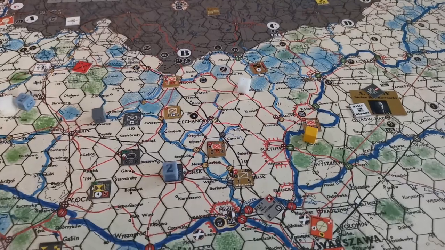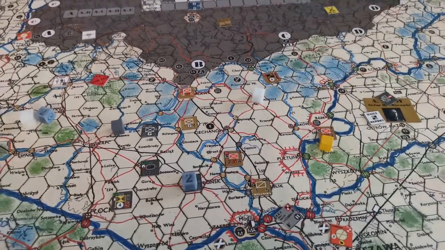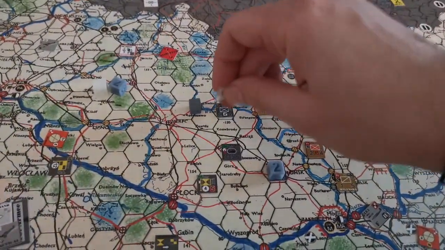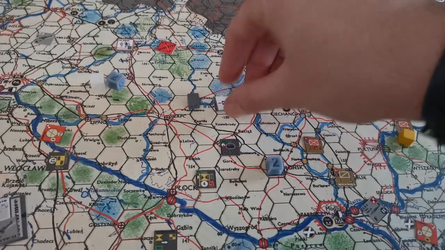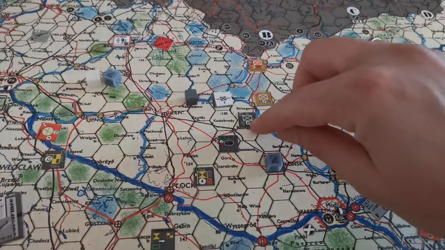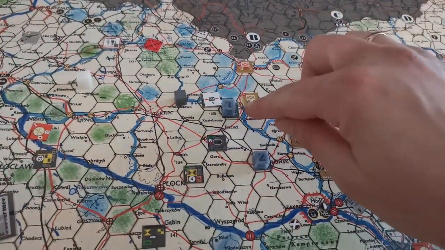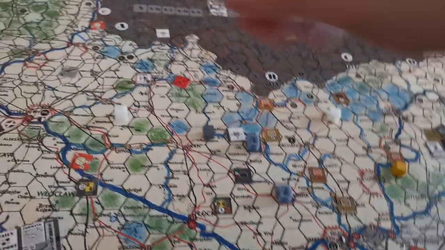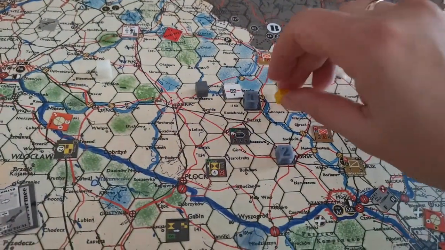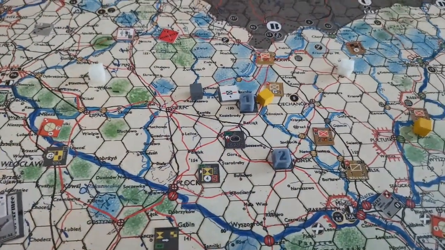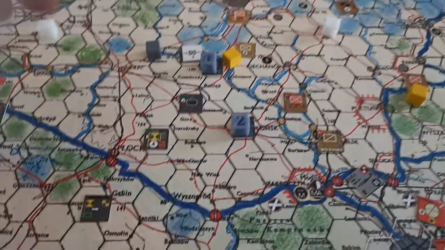So this unit makes a detachment instead of moving, so it spends all of its movement points and detaches 1 regiment, which will go south, 1 hex, and there's a bridge, so we check the bridge. Let's say it is blown. And this is the end of activation of this unit.